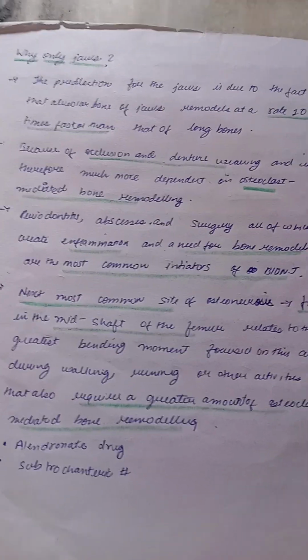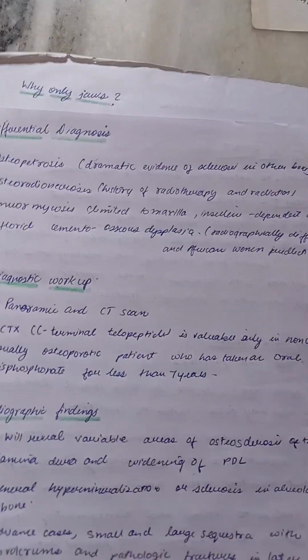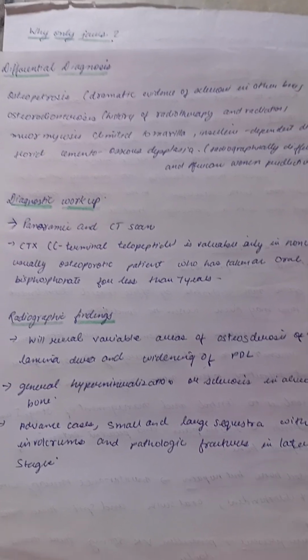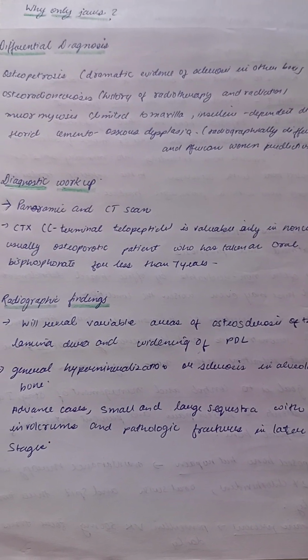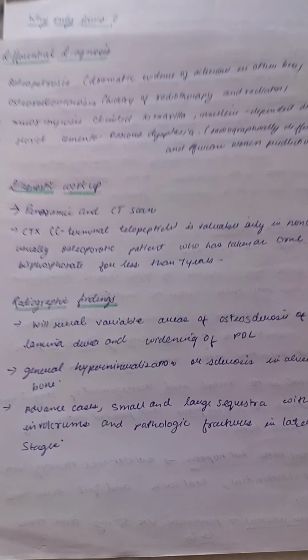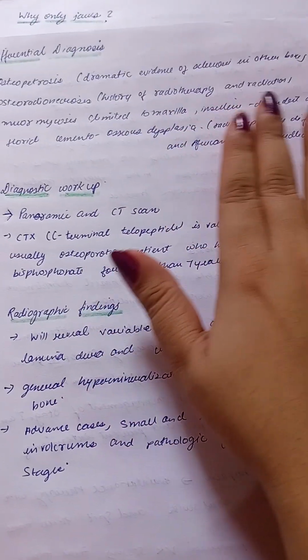Okay. Now what are the differential diagnosis? Coming to differential diagnosis, the first one is osteopetrosis. Last time we have seen osteopetrosis, but how will we differentiate osteopetrosis? There is a dramatic evidence of sclerosis in other bone. In osteopetrosis, we will see the dramatic evidence of sclerosis in the other bone.